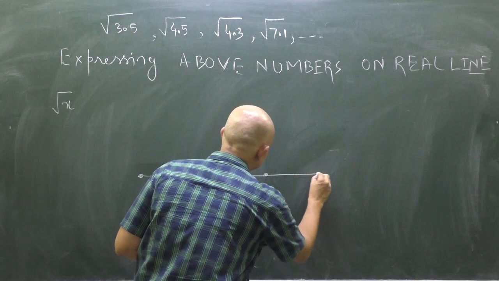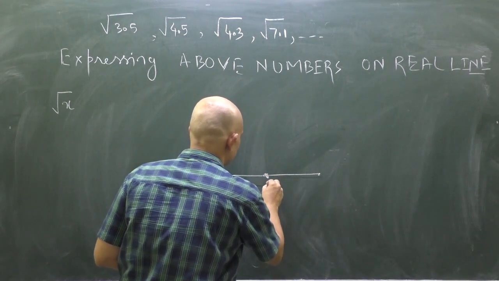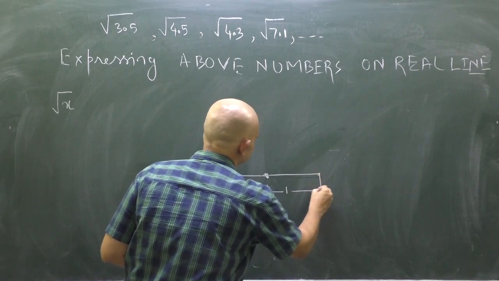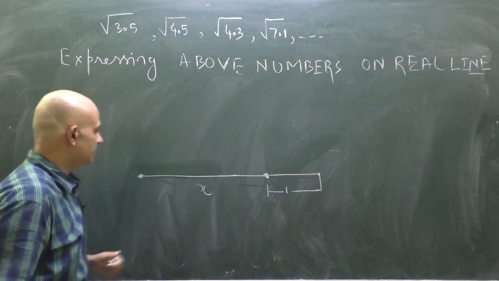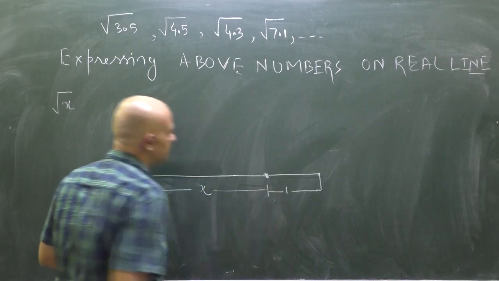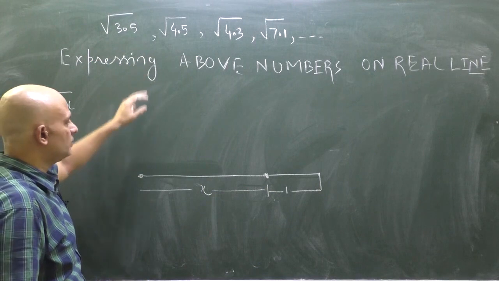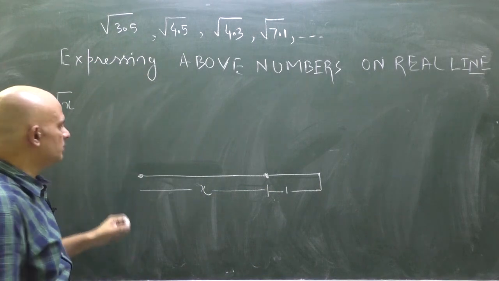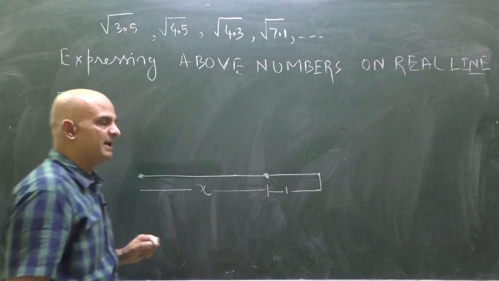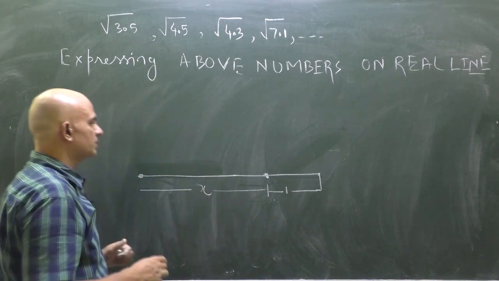Extend this line by 1 centimeter. This is 1 centimeter. And how much is this? This is x. So for drawing root 3.5, what shall we have to do? Draw a line segment of length 3.5, extend 1 centimeter more.